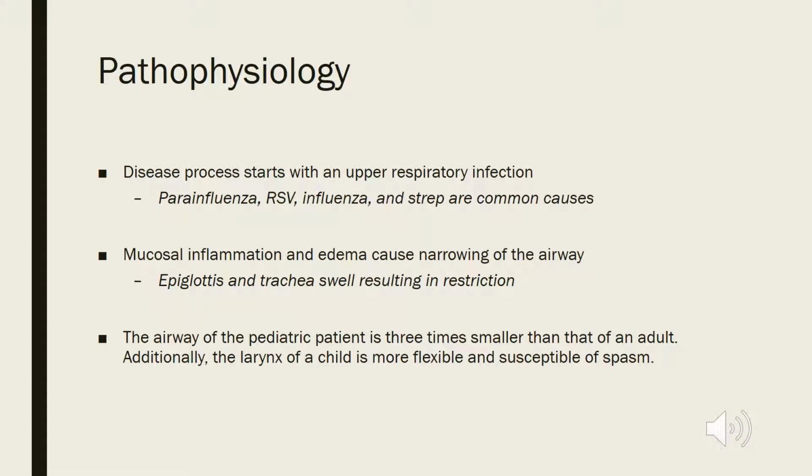The disease process of croup starts with an upper respiratory infection. Parainfluenza, RSV, influenza, and strep are common causes. Mucosal inflammation and edema cause narrowing of the airway. The epiglottis and trachea swell, resulting in restriction. The airway of the pediatric patient is 3 times smaller than that of an adult. Additionally, the larynx of a child is more flexible and susceptible to spasm.